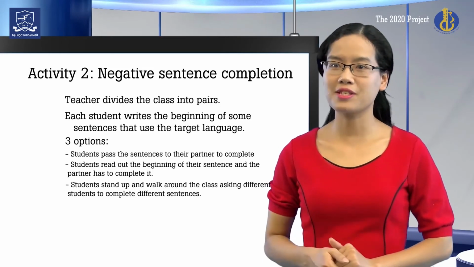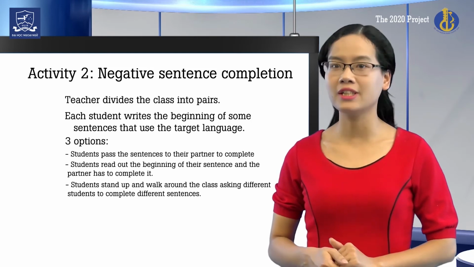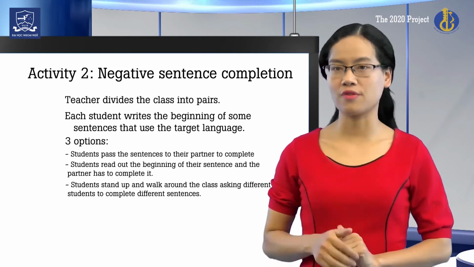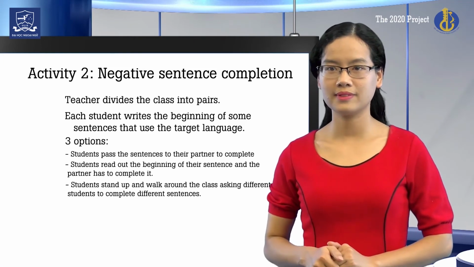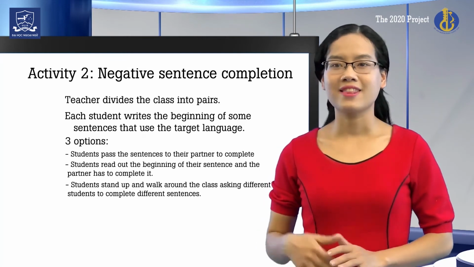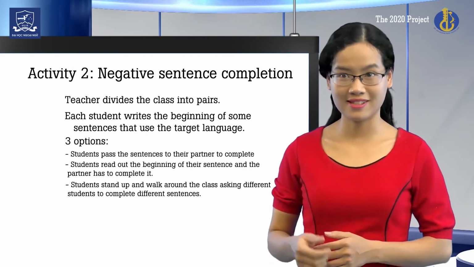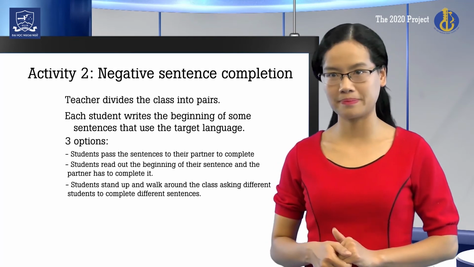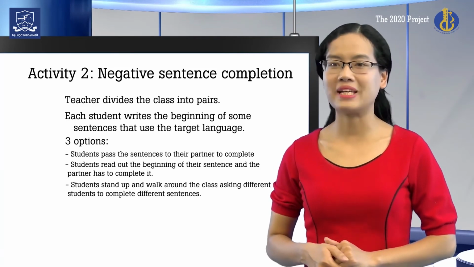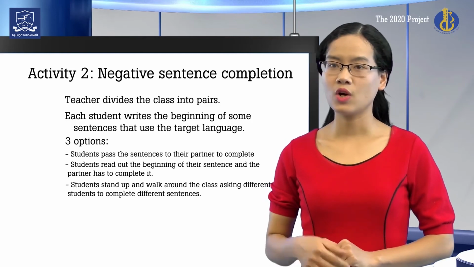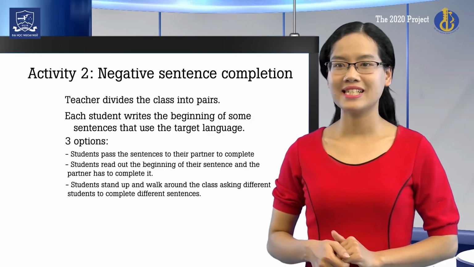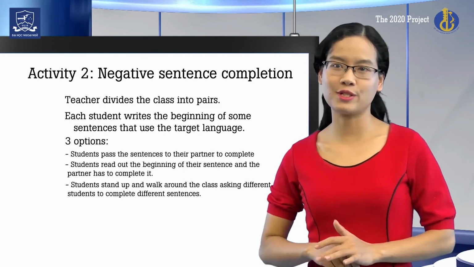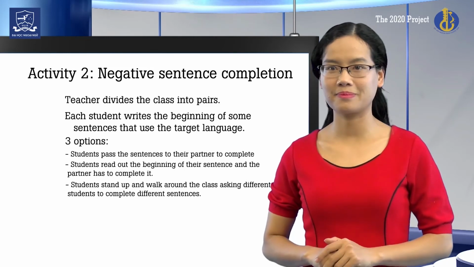First, the teacher asks students to pass the sentences to their partner, and then their partner completes them with suitable language that is true for their lives. Or, for a higher level class, the student reads out the beginning of their sentences, and the partner has to complete with the language that is true for them. This is in oral form instead of in written form. Or, for some kind of movement, the teacher could ask students to stand up and walk around the class, asking different students to complete different sentences.